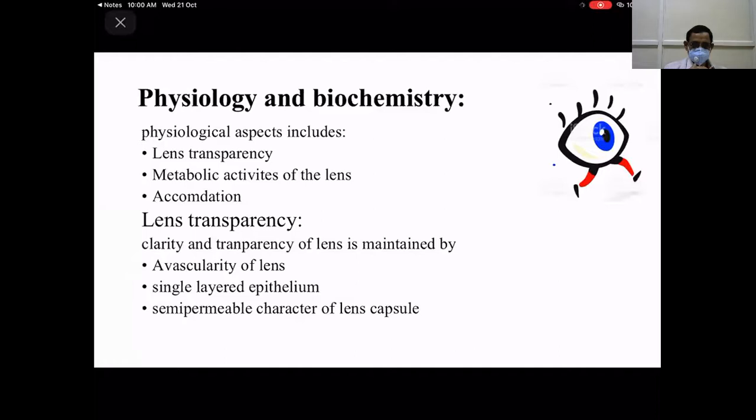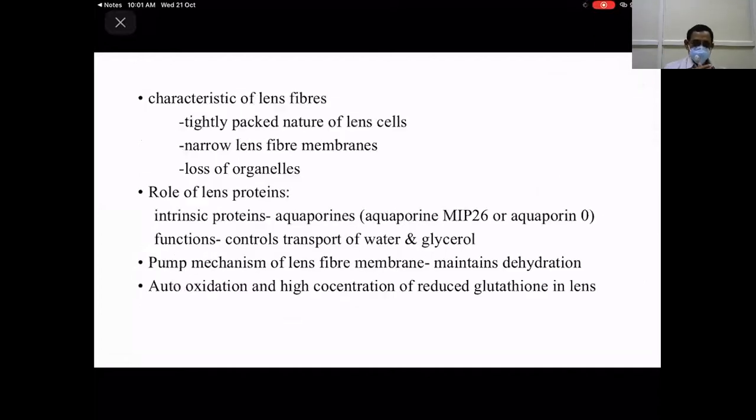Okay. Physiology and biochemistry of lens. Its physiological aspects include lens transparency, metabolic activity of lens, and accommodation. Lens transparency and clarity is maintained by avascularity of lens, single layered epithelium, semi-permeable character of lens capsule, characteristic of lens fibers. These are tightly packed nature of lens cells, narrow lens fiber membranes, and loss of organelles.